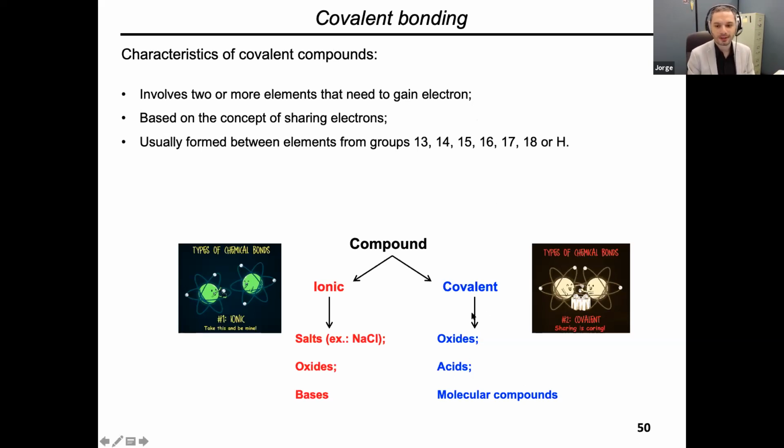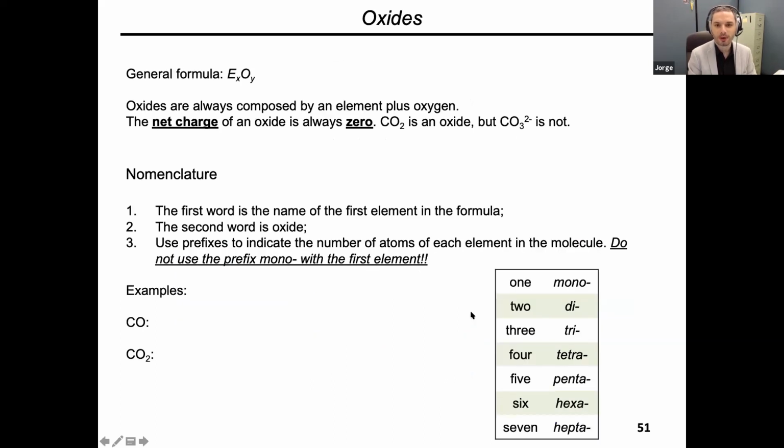Okay, so let's start with oxides. That's the first class of covalent compound that I will show you. For that, I will switch to my other screen, then I can write. Just a second.